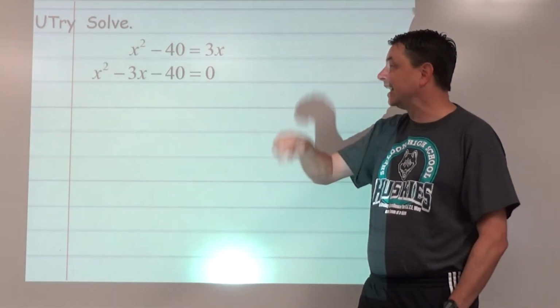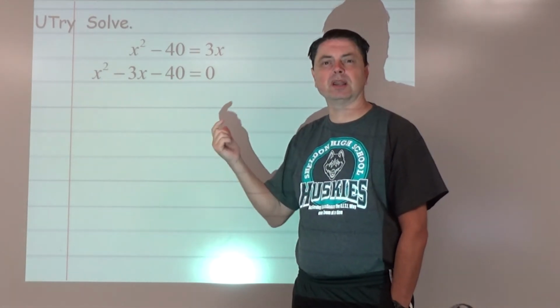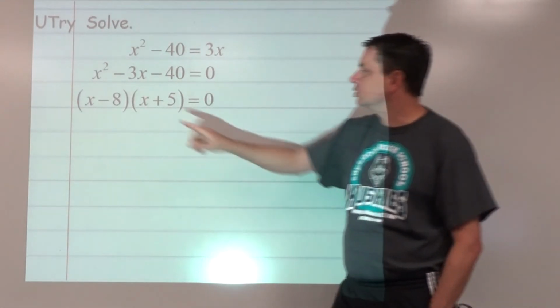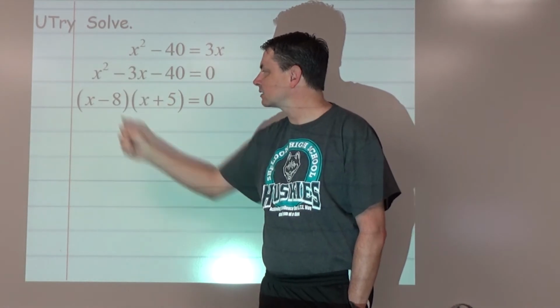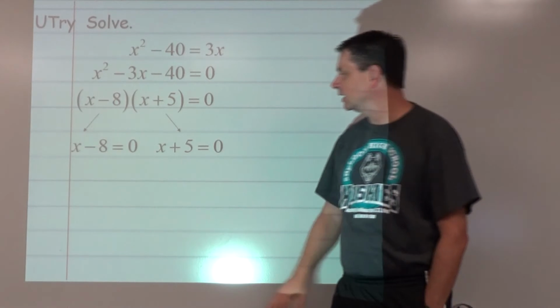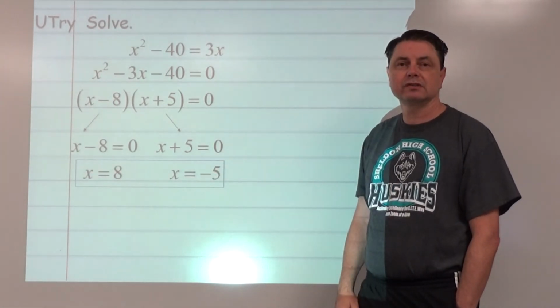Double bubble. X and x. Ways to make negative 40. I think we're going to want the minus 8, the plus 5. So checking. 5x minus 8x is negative 3x. Split it. Add 8 to both sides. Subtract 5 on both sides. We've got our solutions.